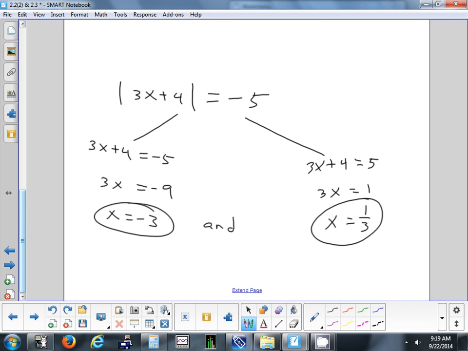Okay, so if we plug in -3, Michael, what's 3 times -3? -9. And then -9 plus 4? -5. And then what's the absolute value of what you just said? 5. Did that check? No. Didn't work. And if we try 1/3, 3 times 1/3 is 1. 1 plus 4 is 5. And then the absolute value of 5 is 5. That didn't work. So what happened? Did we make a mistake?